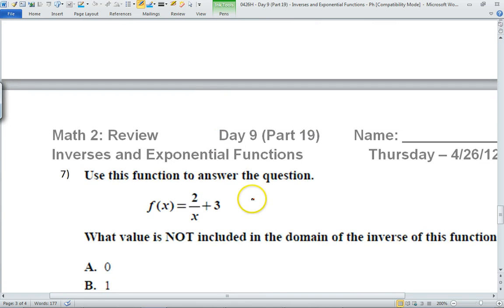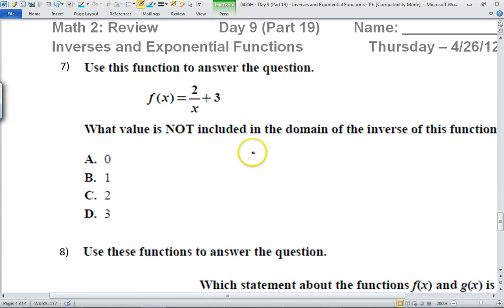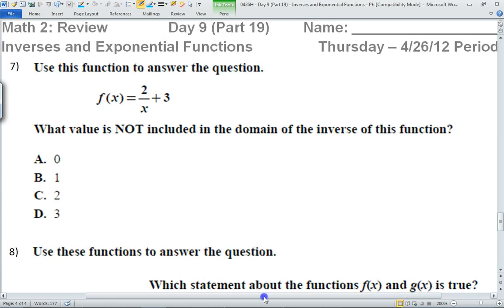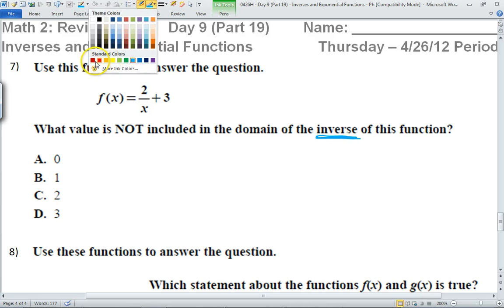Okay, let's find number 7. Use this function to answer the question. Which value is not included in the domain of the inverse of the function? Now pay attention. We have to deal with the inverse of this function. Remember, for the last quiz we had, we were dealing with domain restrictions. That's what they're talking about, not included in the domain. So if we were talking about the original function, what value in this original function would not be allowed?